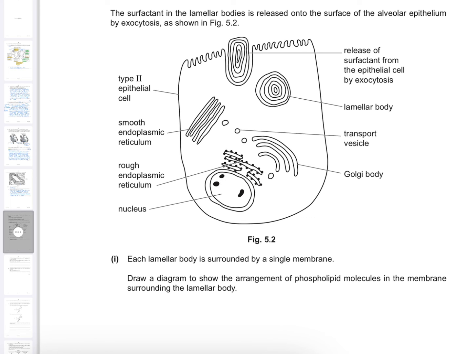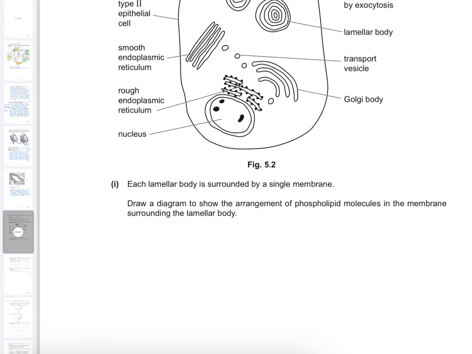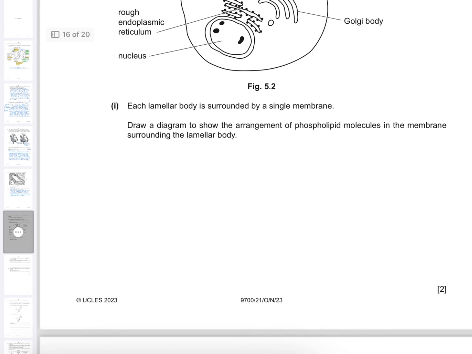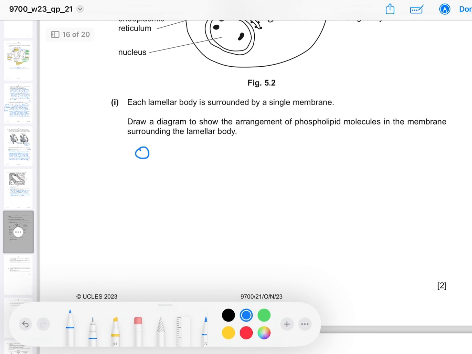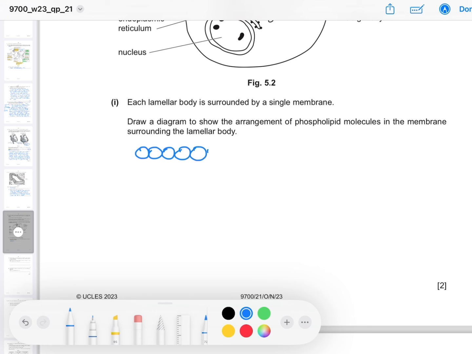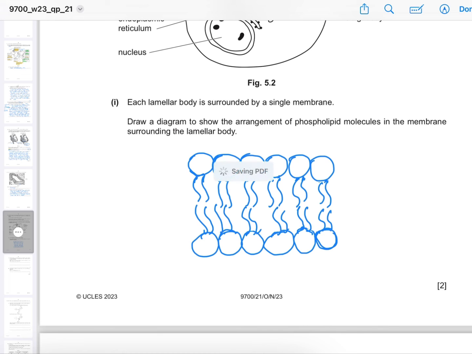Part 1. Each lamellar body is surrounded by a single membrane. Draw a diagram to show the arrangement of phospholipid molecules in the membrane surrounding the lamellar bodies. Here you need to draw a phospholipid bilayer just like you would for a cell surface membrane, showing fatty acid tails and the phosphate head. Here is a rough sketch of the phospholipid bilayer.